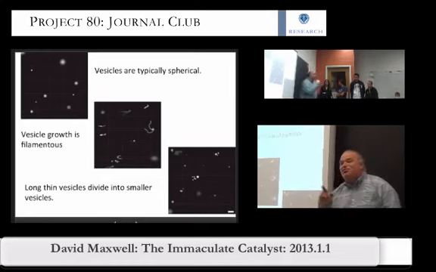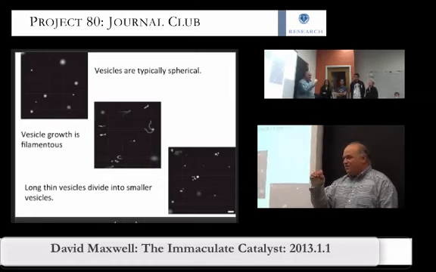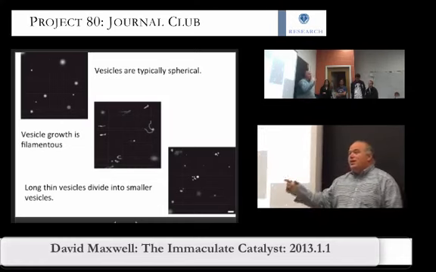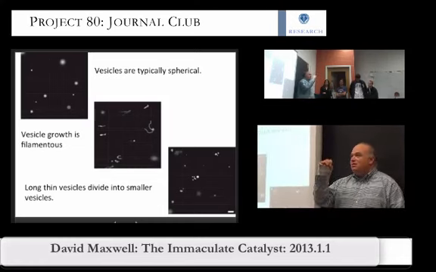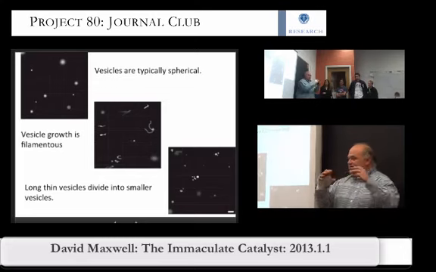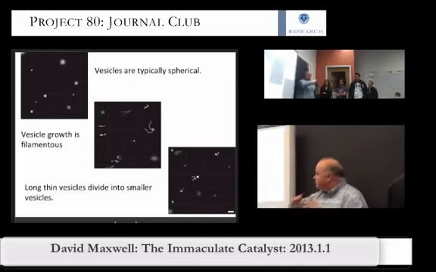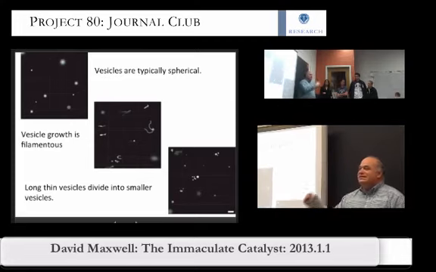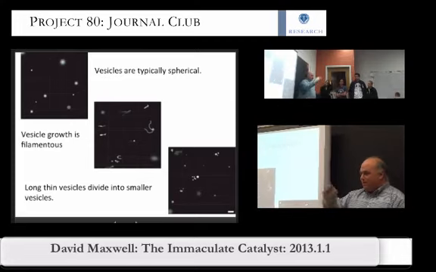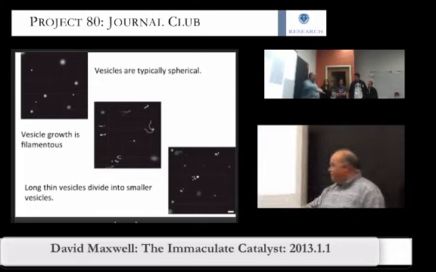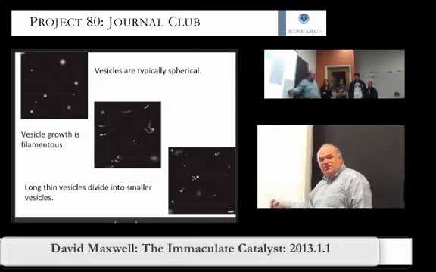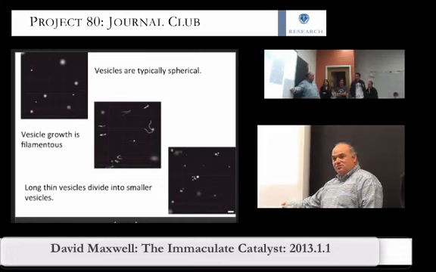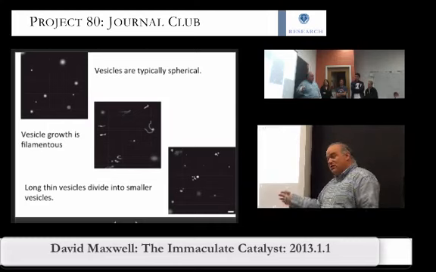Okay, now another cool thing about vesicles, typically they're spherical. That's like the simplest way they can be. When they consume micelles, they grow faster in surface area than they do in volume, and that makes them become filamentous. If you gently shake them, like maybe would happen in a hydrothermal vent as the current goes around, they fragment into smaller vesicles. So this is akin to cell division, right?